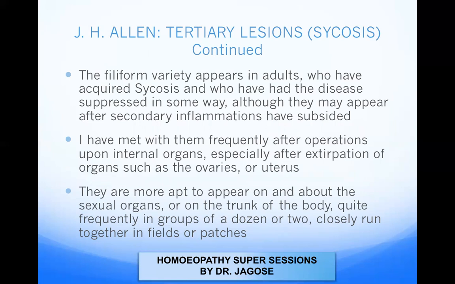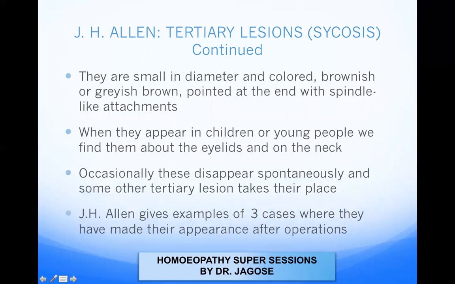Dr. J.H. Allen says, I have met with them frequently after operations upon internal organs, especially after extirpation of organs such as the ovaries or the uterus. They are more apt to appear on and about the sexual organs or on the trunk of the body, quite frequently in groups of a dozen or two, closely running together in fields or patches. So again, this is the filiform type of wart. The location is seen and the time period is also seen. They are smaller in diameter and colored brownish or gray-brown.